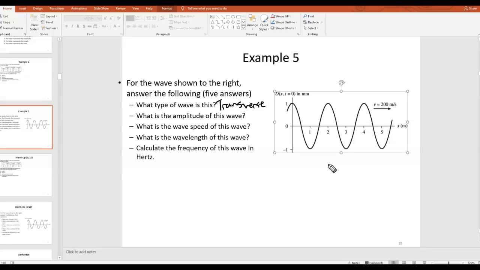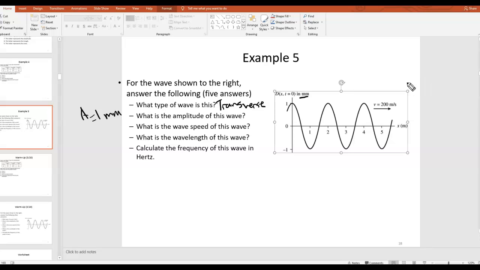Now, the amplitude of the wave is always measured from the rest position. And so the rest position is here at 0. The wave goes up to 1 and down to -1. So the amplitude, I'm going to write it out here, A equals 1, and it's actually 1 millimeter because it says millimeters right here, mm for millimeter. Okay, so that is the amplitude.